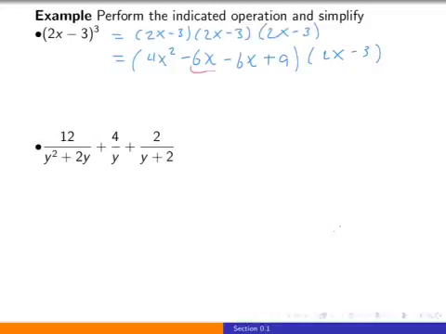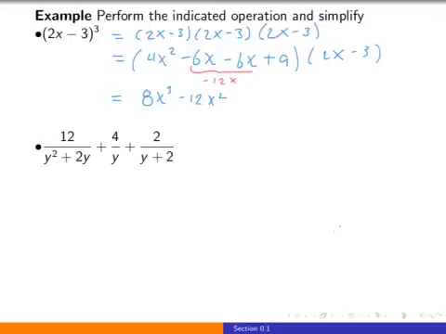And note that the two middle terms here combine together to be minus 12x. And now we are going to essentially do exactly the same thing again. What we are going to do is look in our first set of brackets, and we're going to take the 4x squared and multiply it by the 2x and the minus 3. So that will give us 8x cubed minus 12x squared.